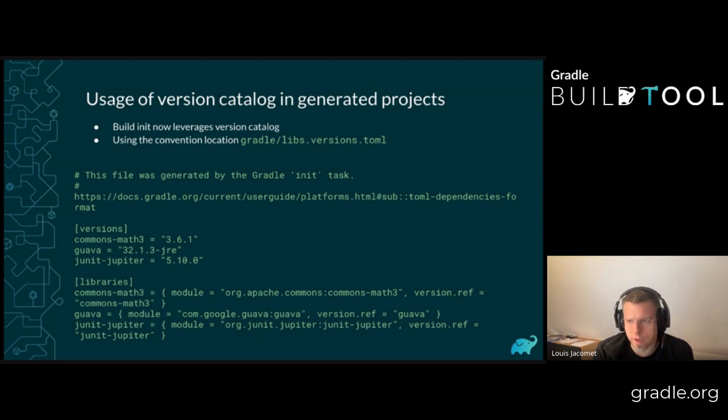Version catalogs were stabilized in Gradle 8, and so it was about time to have the feature supported inside build init.